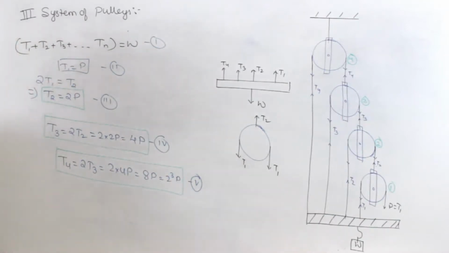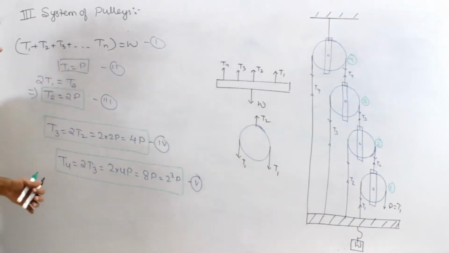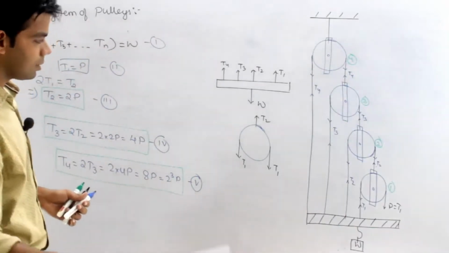Clear or not? Okay. Now coming to this equation, T1 plus T2 plus T3 up to Tn is equal to W. Okay, so what we will get?